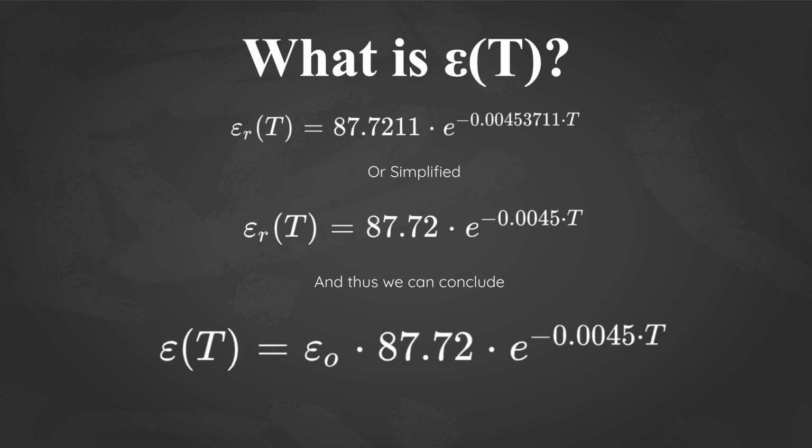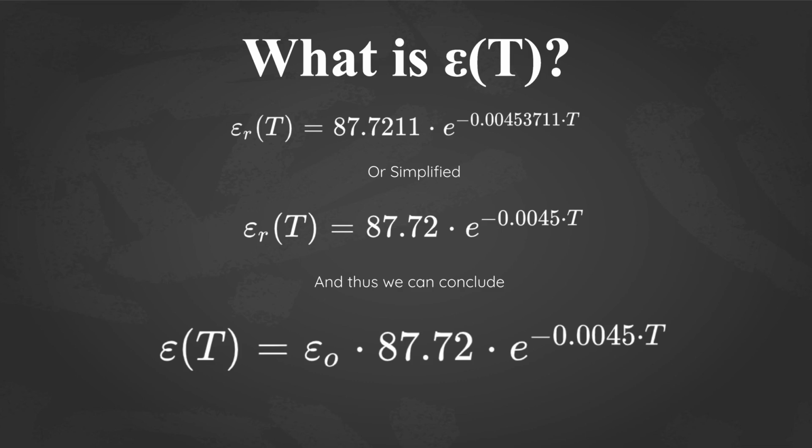So going back to our original question, we can answer what is epsilon at t. So we stated that epsilon r at t is equal to 87.7211 times e to the power of negative 0.00453711 times t, which is temperature.